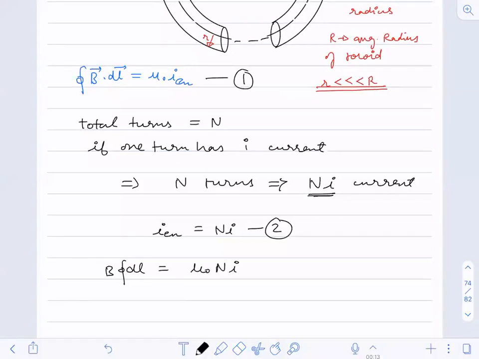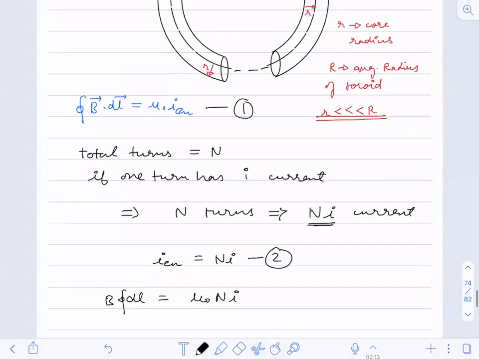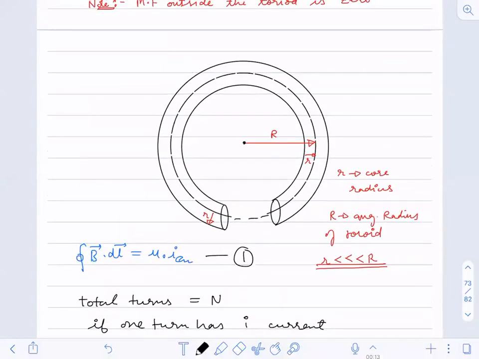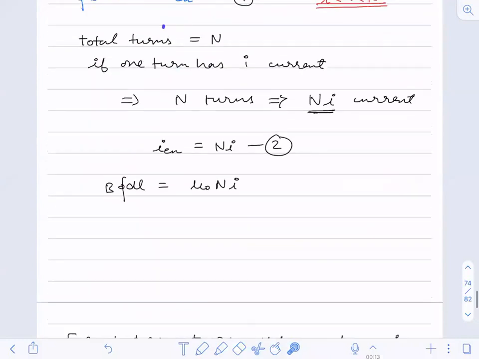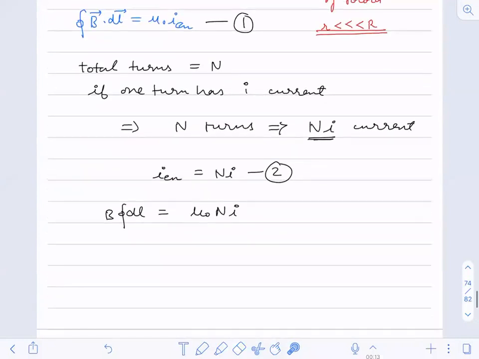If I integrate dl, dl is this complete length. What is this length? This length is 2 pi into capital R. Correct? So magnetic field B will be written as mu naught N I by 2 pi R.